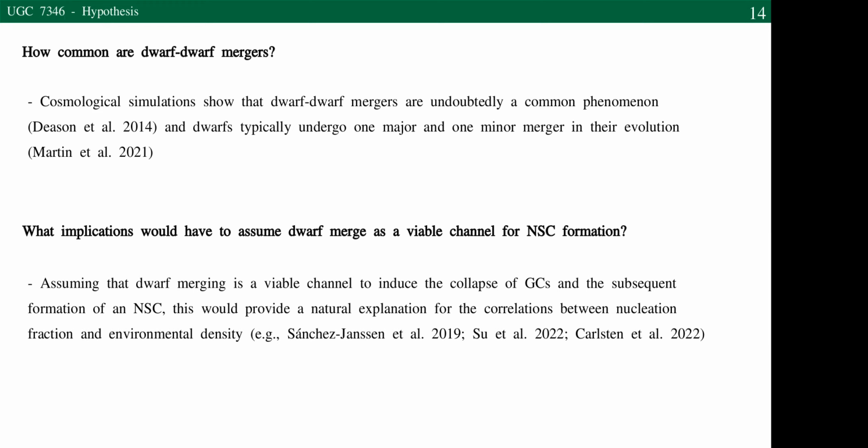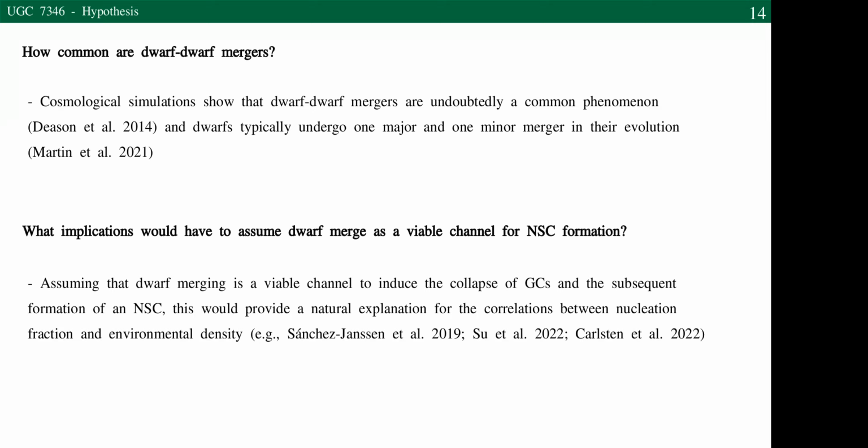We can further explore this scenario. And one of the things that we can think about is how common dwarf-dwarf mergers are. If this particular galaxy is something special, or maybe the production of nuclear star clusters by mergers could be something more common. And the answer is that indeed dwarfs have frequent mergers in lambda CDM, so they are common. And on average, they suffer one major and one minor merger, which I think is interesting.